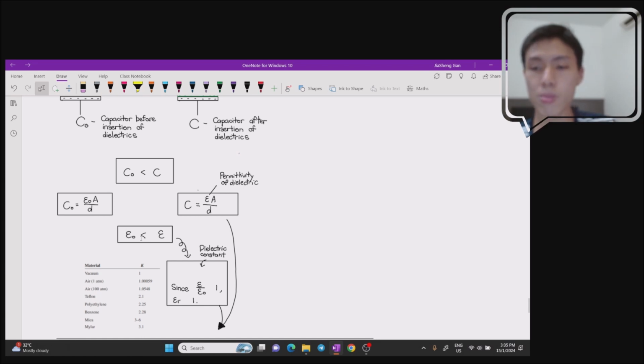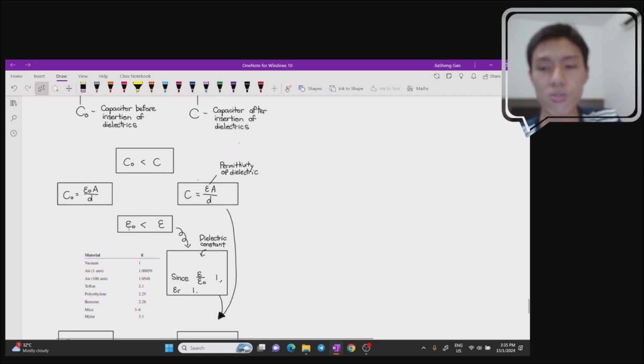Or you can say the permittivity of free space is always smaller than the permittivity of any other dielectric that you put inside the capacitor. If you insert a dielectric into the capacitor, the permittivity will definitely improve. It will get better. The permittivity will get to a larger value if you insert a dielectric in between.